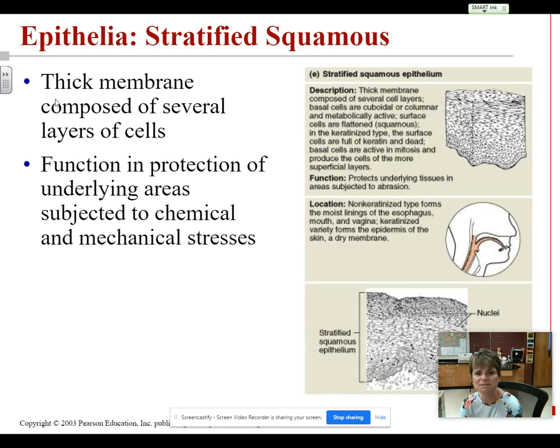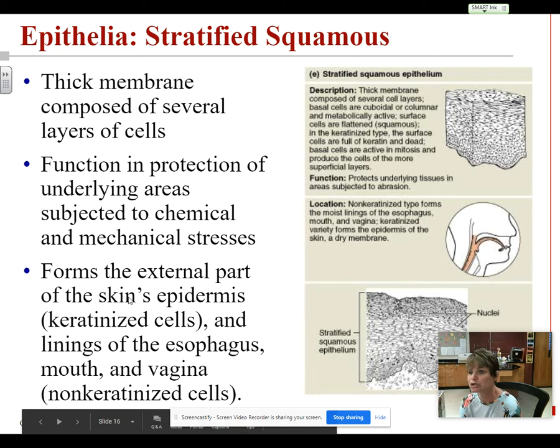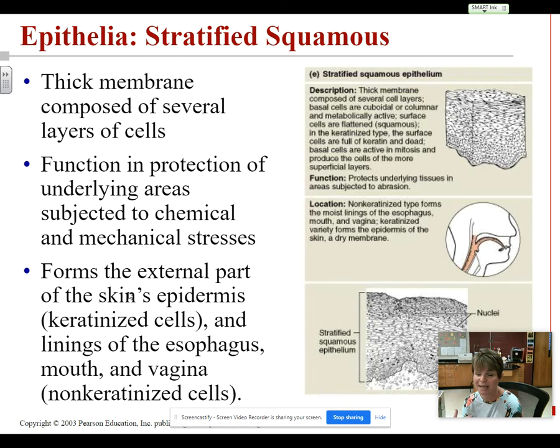And again, remember, because it is so thick, it's going to function in protection. Specifically, it helps to protect tissue from chemical and mechanical stresses. Where can we find it? Well, a big place we can find it is in your skin. Your skin contains stratified squamous epithelium that is protecting the underlying tissues from the chemical and mechanical stresses your body is exposed to on the outside, like when you take a bath, all those chemicals, the shampoo, the soap. Your underlying tissues are protected from the chemicals in your soap and shampoo by this stratified squamous epithelium in your skin.